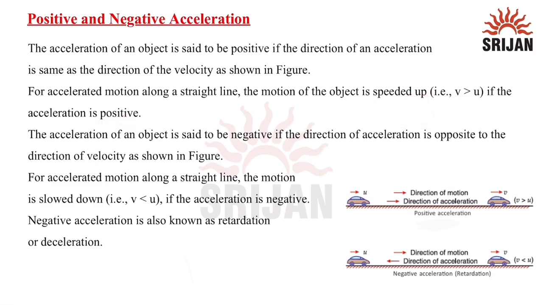The acceleration of an object is said to be negative if the direction of acceleration is opposite to the direction of velocity, that is shown in this particular figure. Now, for an accelerated motion along a straight line, the motion is slowed down. That is, the final velocity is less than the initial velocity. In such a situation, the acceleration is negative. Negative acceleration is also known as retardation or deceleration.